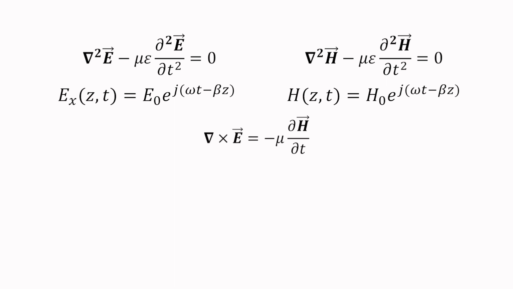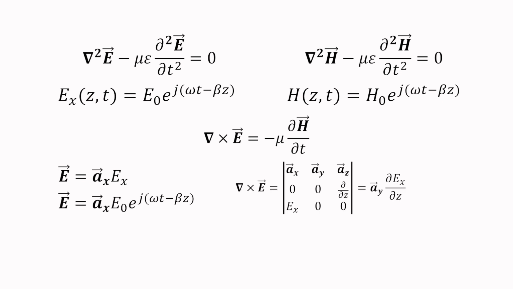Let's go back to the original equation stating that the curl of the electric field equals negative mu multiplied by the time derivative of the magnetic field. For our plane electromagnetic wave, we defined the electric field to have only a component in the x direction, called E sub x. Thus, the curl of E will have a vector component only in the y direction with a magnitude equal to the derivative of E sub x with respect to z, which equals minus j beta times E naught times the exponential term.